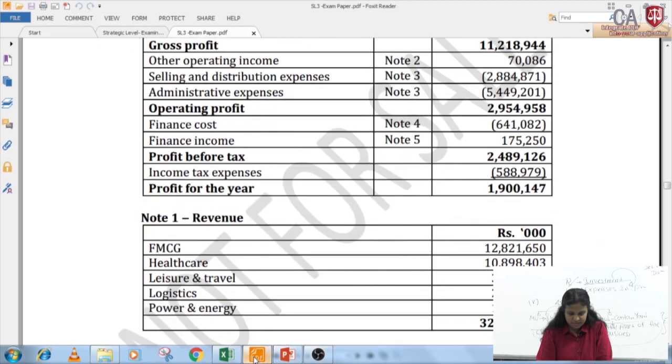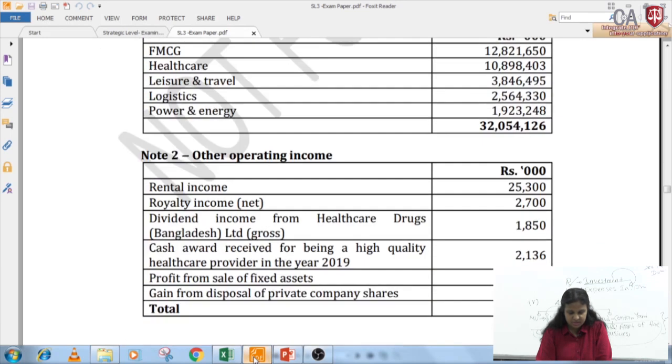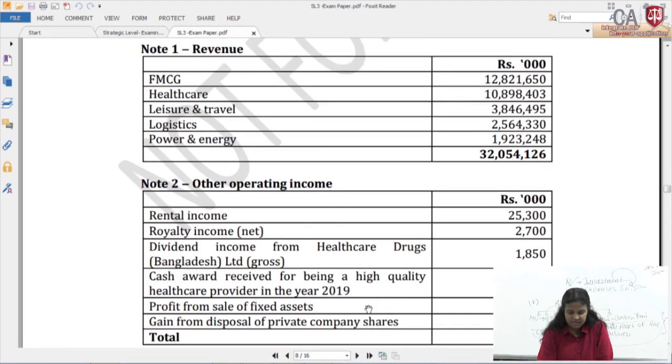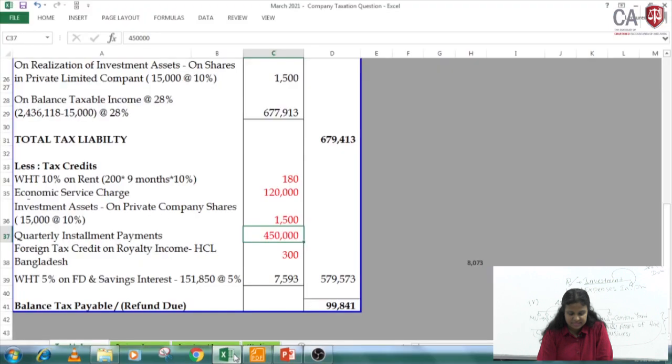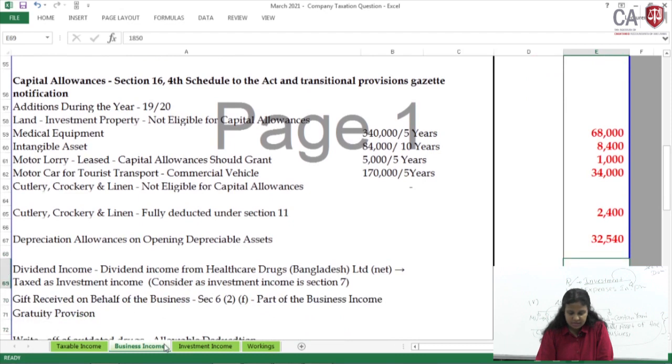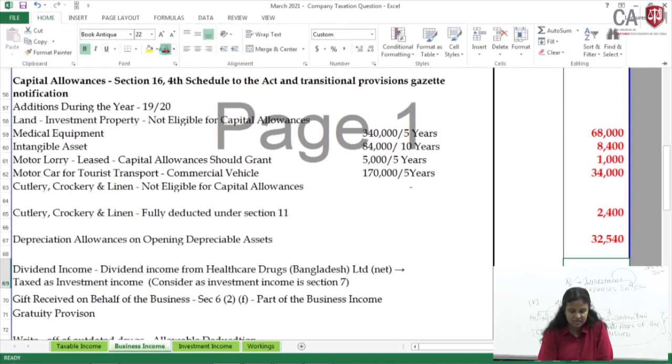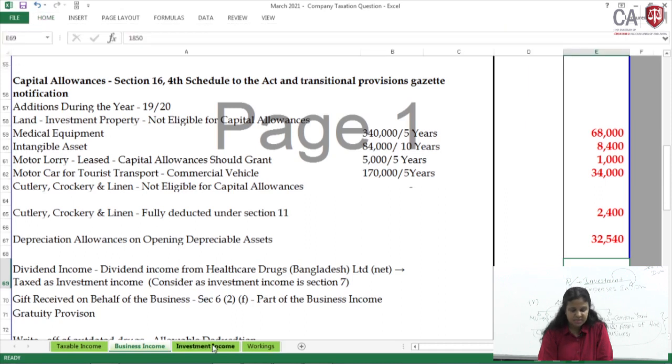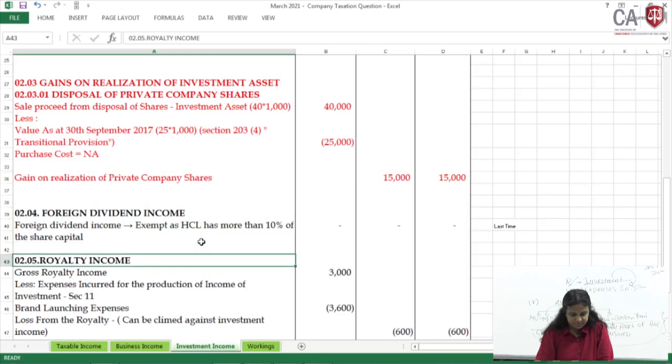I think income statement, nothing to take. Revenue note, nothing to take. Other operating income, rental income considered. Royalty taken. Dividend we have not considered. It's 1,850,000. It should be removed from the business income and added to the investment income. In the business income, dividend income from Healthcare Drugs Bangladesh Limited is a net dividend. Consider it under investment income, but even as investment income, this is not taxed; it is exempted under the 3rd schedule. We will come to this.